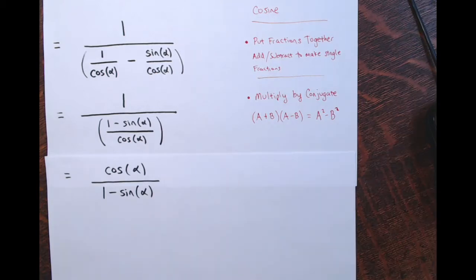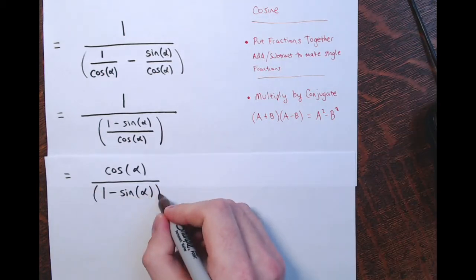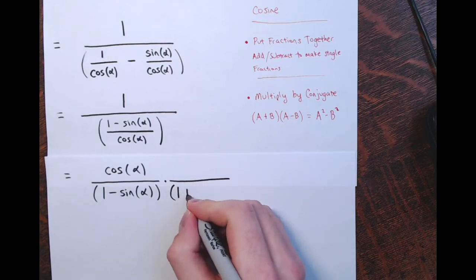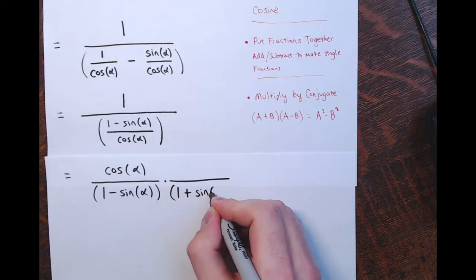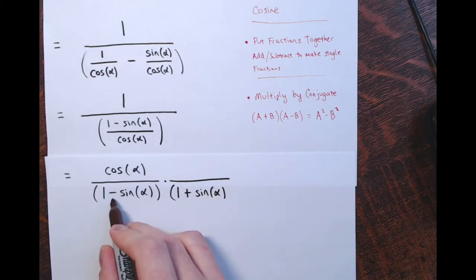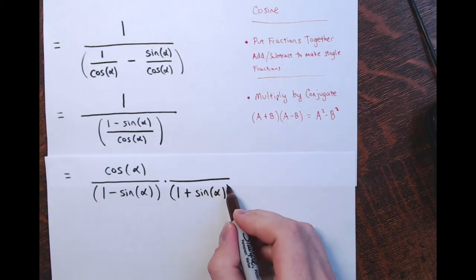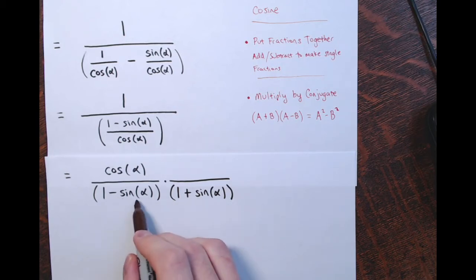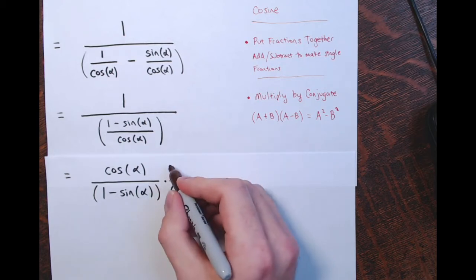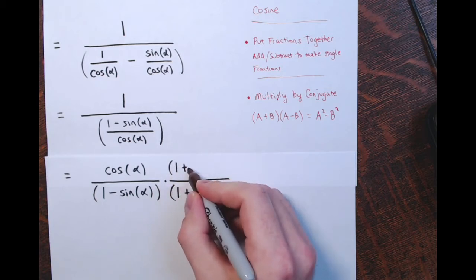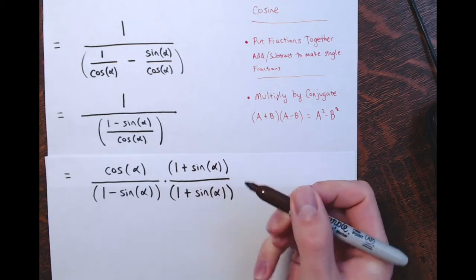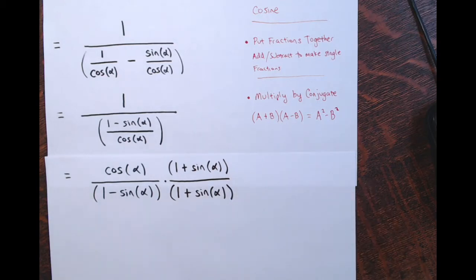Now you can't just multiply the denominator by the conjugate. What you do to the denominator, you must also do to the numerator. Okay, so the conjugate of 1 minus the sine of alpha would be 1 plus the sine of alpha. And if I multiply the denominator by 1 plus sine, I have to multiply the numerator by 1 plus sine of alpha as well. And let's see what we get.